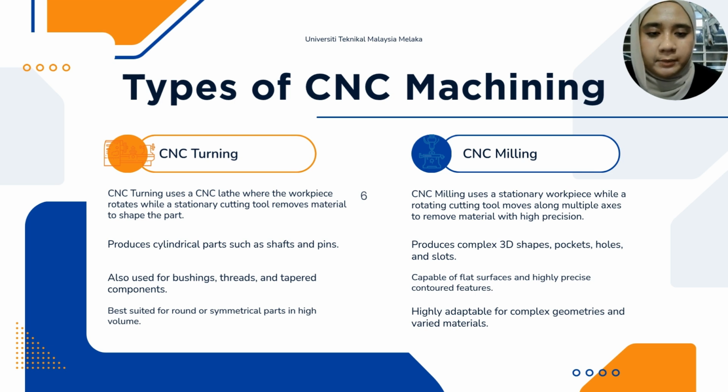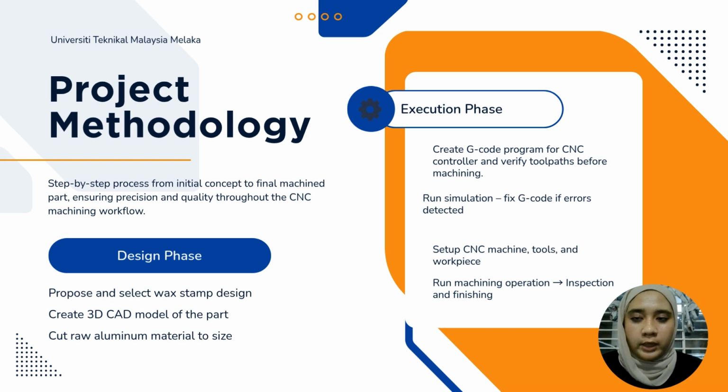On the right is CNC milling. Unlike turning, the workpiece remains fixed while the cutting tool rotates and moves along multiple axes. CNC milling is capable of producing complex 3D shapes, pockets, slots, holes, and flat surfaces with very high precision. It is more flexible and suitable for manufacturing parts with complicated geometries using a wide range of materials. In summary, CNC turning is best for producing round components, while CNC milling is preferred for creating complex shapes and detailed features. Now, I will explain the methodology of our CNC machining project.